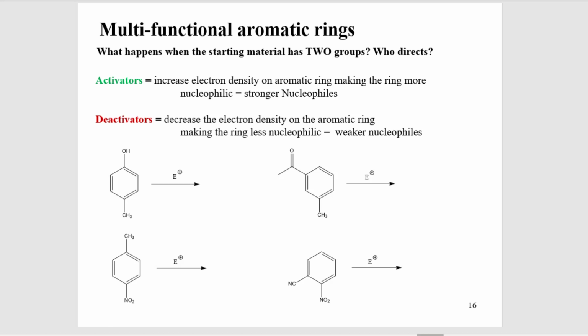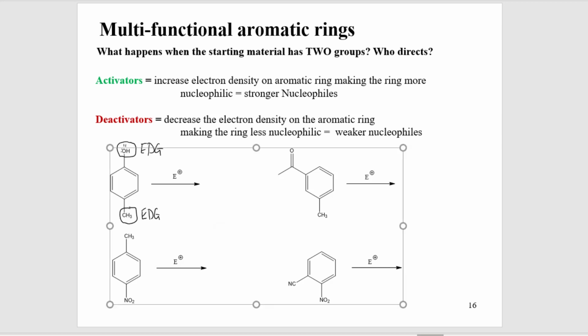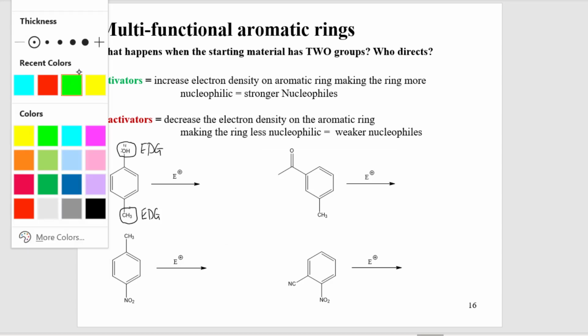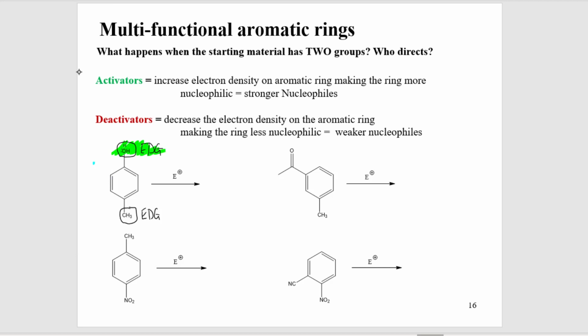So what you do is you say, all right, this OH right here, how would you define it? Well, it's got lone pairs. It's an electron donating group. And this methyl group is also an electron donating group. But CH3 is a weaker donating group because it doesn't have a lone pair to give. So this is going to be my strong one. So I like to highlight my stronger one, my strongest electron donating group. That is the boss, okay?